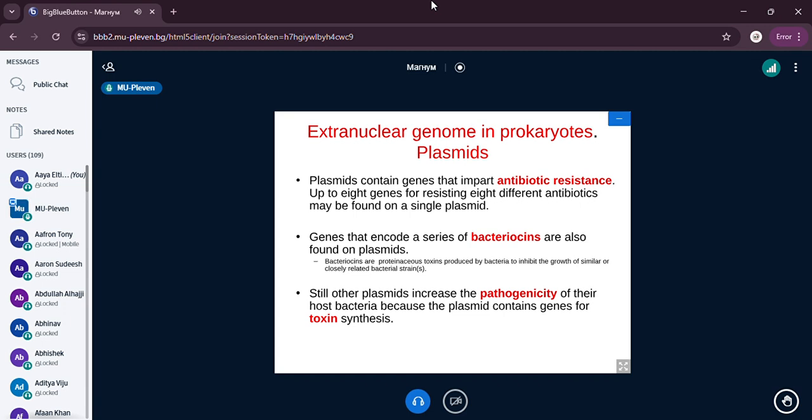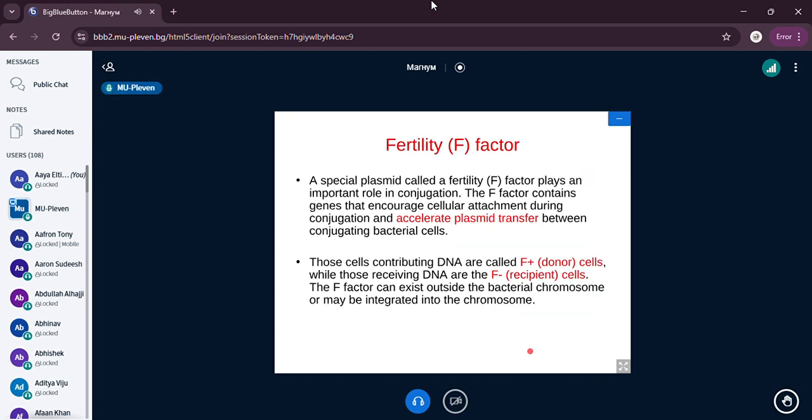And that's why different strains of bacteria can be with different pathogenic abilities. If they contain more plasmids with more toxic genes for causing the illness, they will be more pathogenic. And respectively, they'll be less pathogenic if they don't contain all the genes for all the toxins of the bacteria, or they are less as quantity.